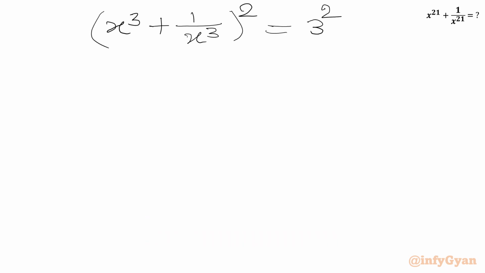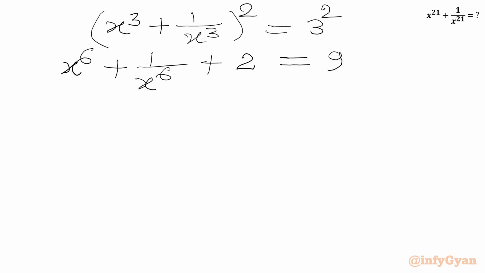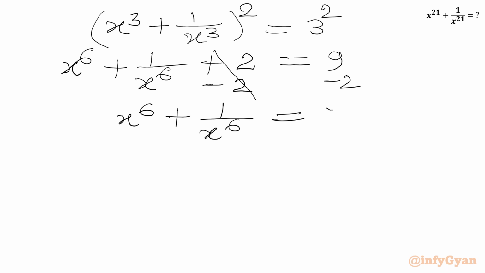Now we will apply a plus b whole square formula. So we can write here a square, so x cube whole square, we will write x power 6, plus 1 over x cube whole square, we will write 1 over x power 6, plus 2 times x cube times 1 over x cube. We will get only 2. Will be equal to 9. Now we have to subtract 2 from both the sides. So plus 2 and minus 2 will cancel. We are going to get x power 6 plus 1 over x power 6 value will be equal to 7.